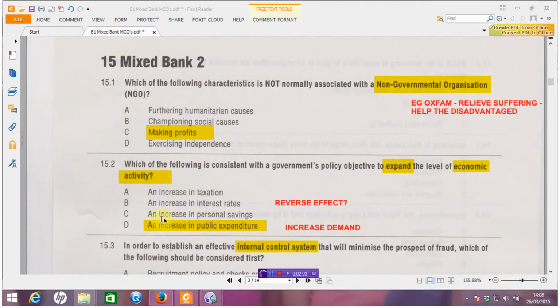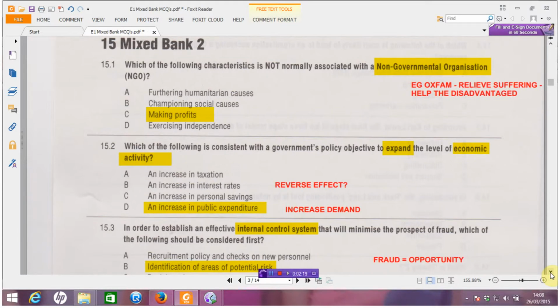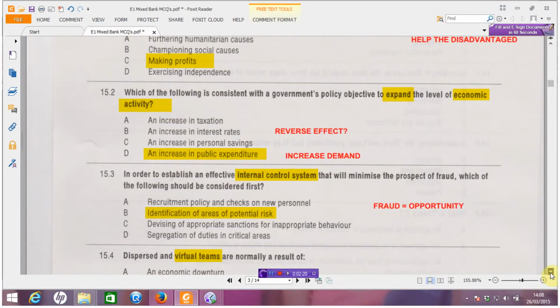And in terms of personal savings, an increase in personal savings is really not going to help. It'll mean that people are saving more, spending less. That's not an increase in economic activity. So the answer in this case was D, an increase in public expenditure. That's going to generate demand and therefore increase economic activity.